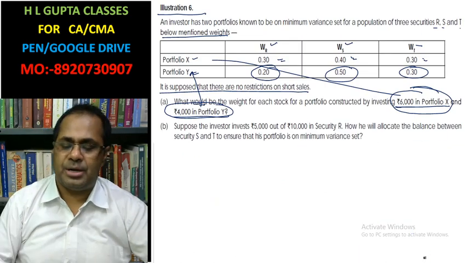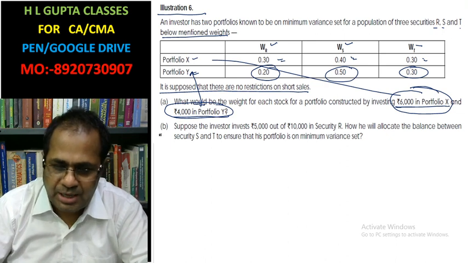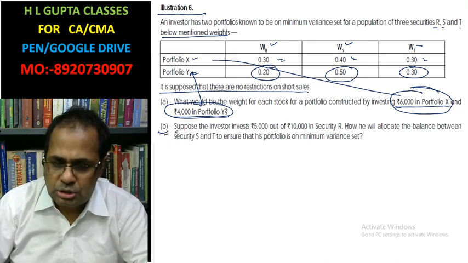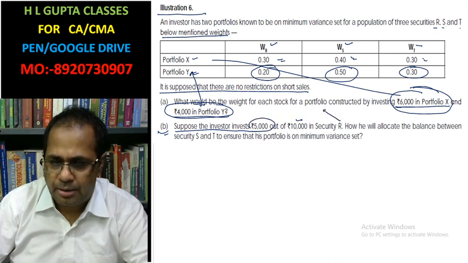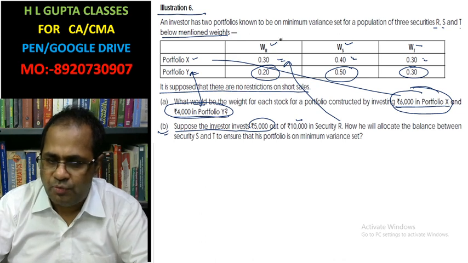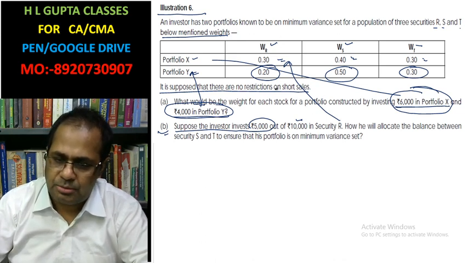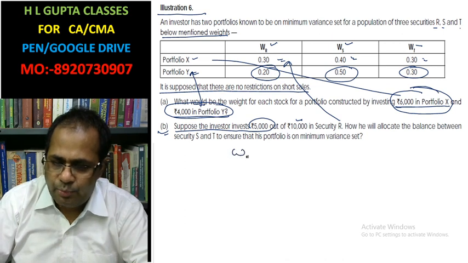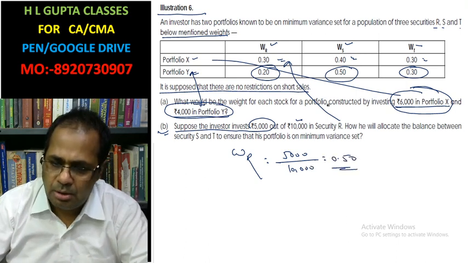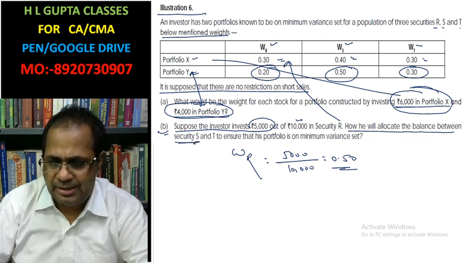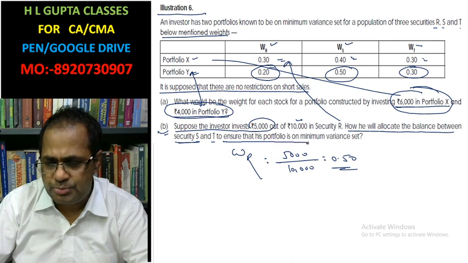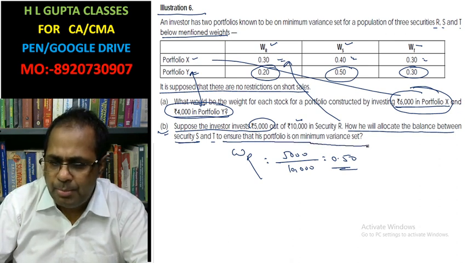In the next part, part B is asking here. Look at it. Suppose the investor invests 5,000 out of 10,000 in security R. It means the weight of R will be 50%. How will he allocate the balance between security S and T, ensuring his portfolio stays on the minimum variance set?